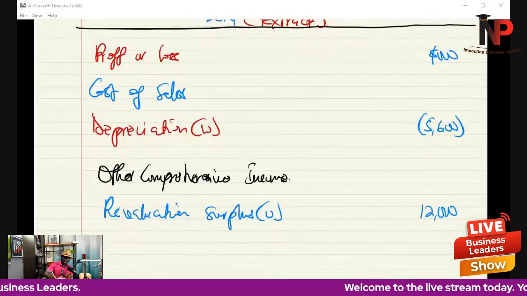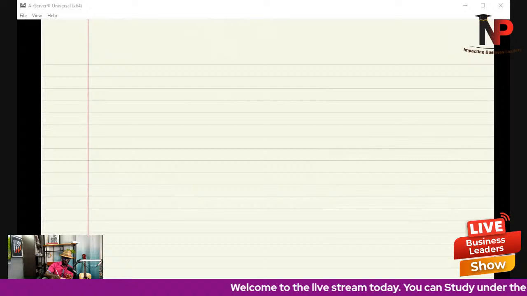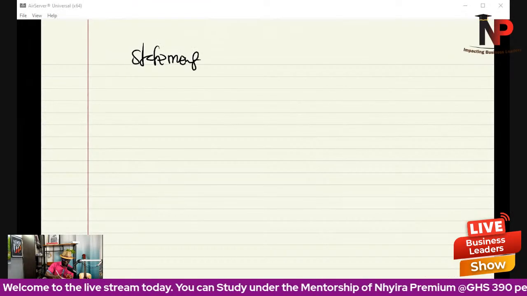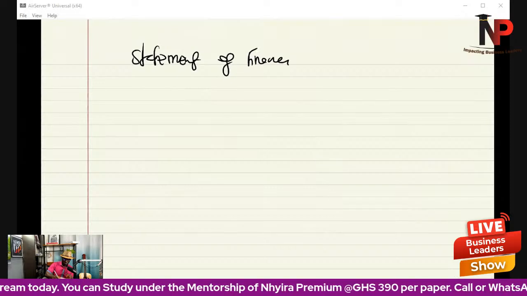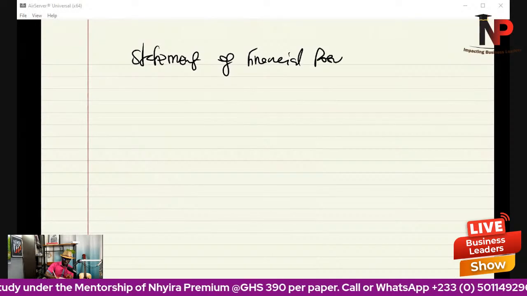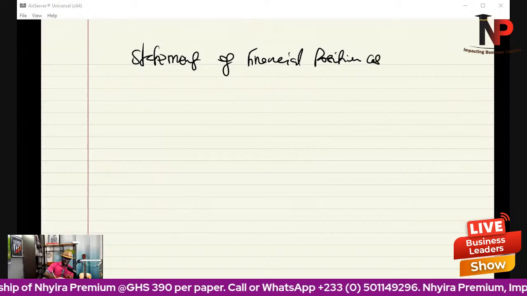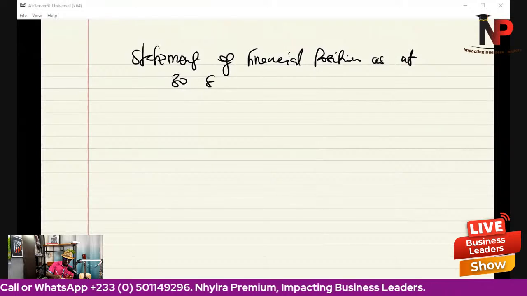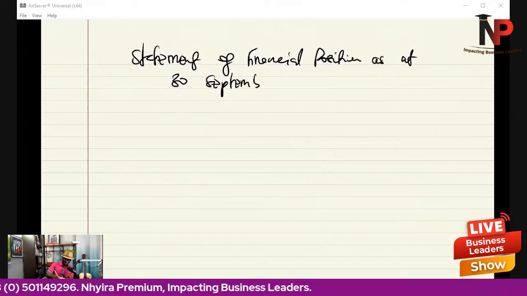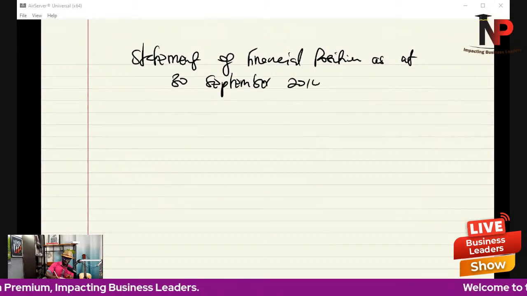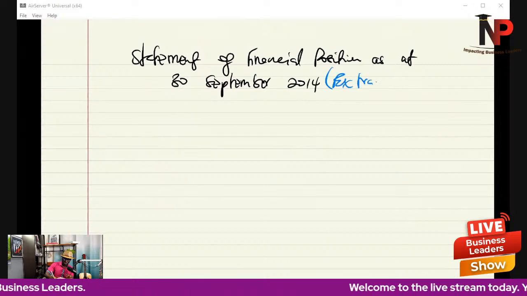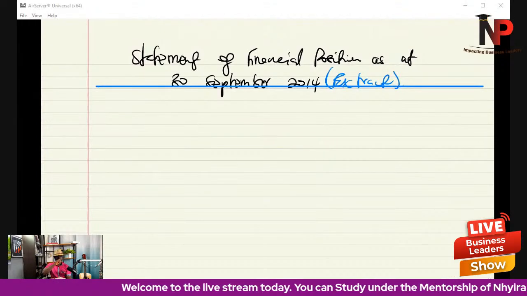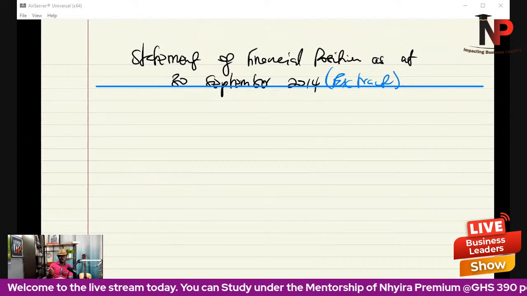So let's look at a statement of financial position. Statement of financial position as at 30th September 2014. Remember again, this is an extract. Everything we are doing is an extract. So what do we do?